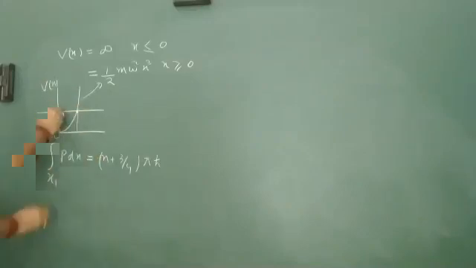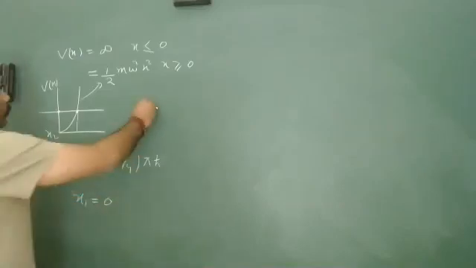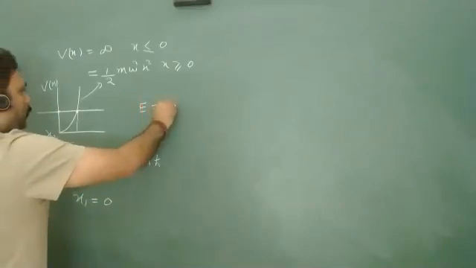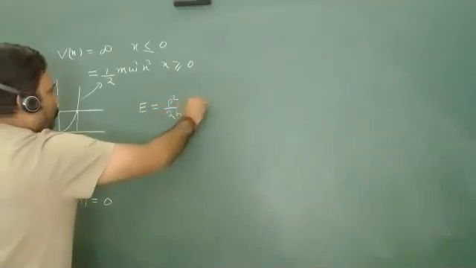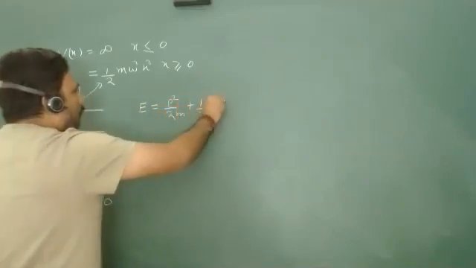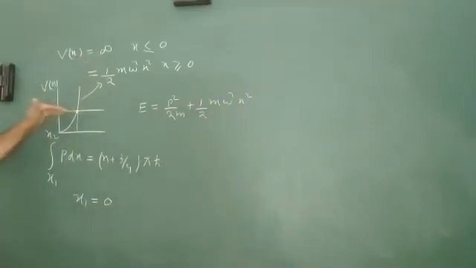So what is the first turning point? x1 is 100% 0. And what is x2? We have to calculate the value of x2. So how will you get x2? Again you will write the value of energy. Energy is equal to p square upon 2m plus half m omega square x square, because my particle is bounded inside this particular potential.